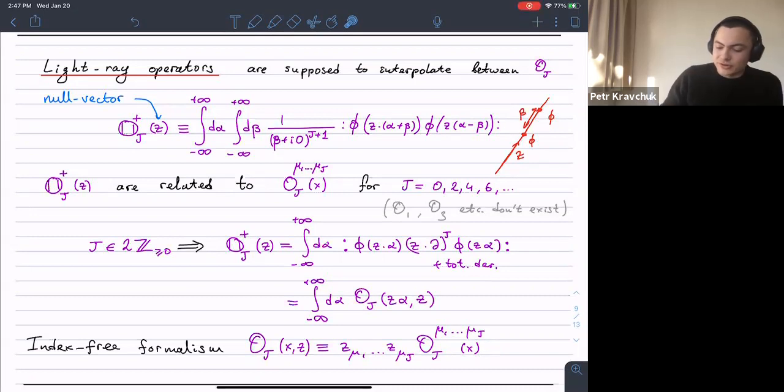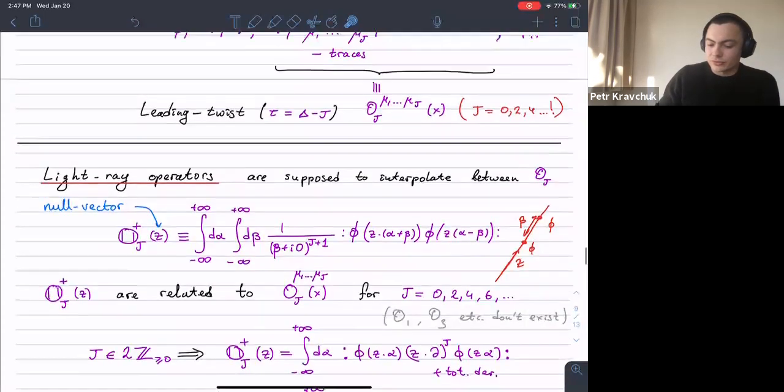The way this happens is that if you set j to be an even integer, you can check that this function here, as a distribution, tends to a delta function, and to a derivative of a delta function, and it starts taking derivatives with respect to beta. So after total derivatives, the expression in the integrand can be written in this way, and total derivatives drop out because of integration over alpha.